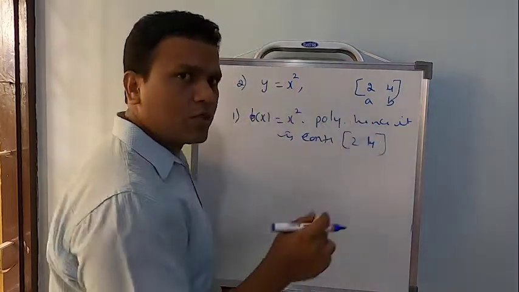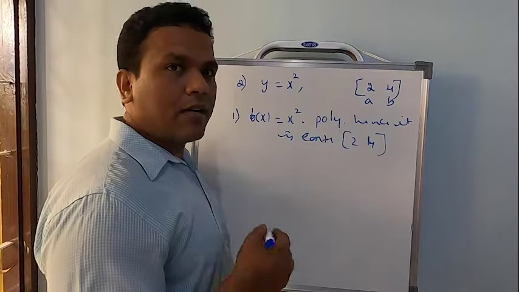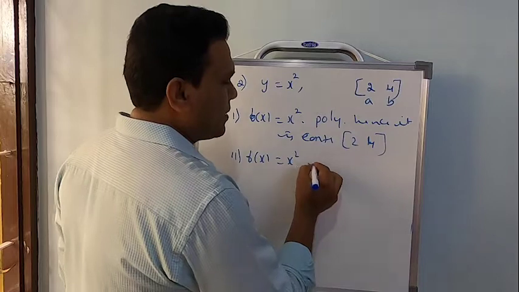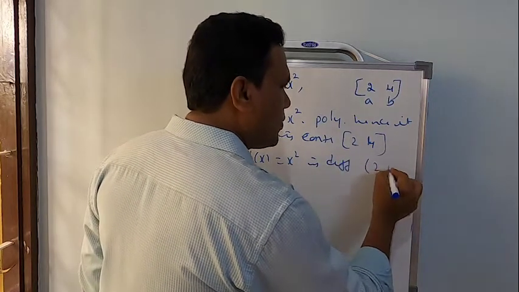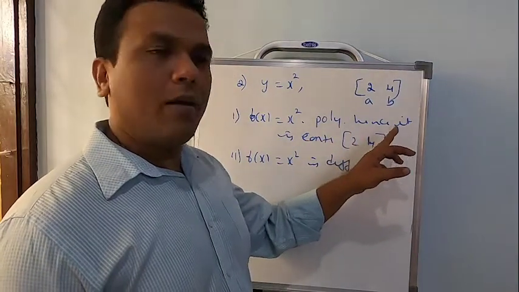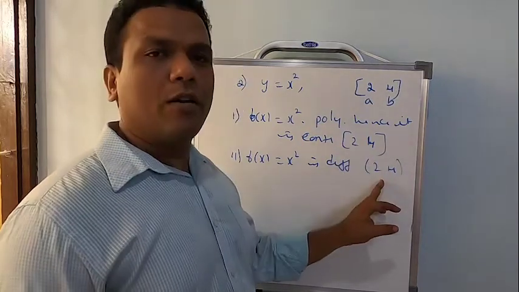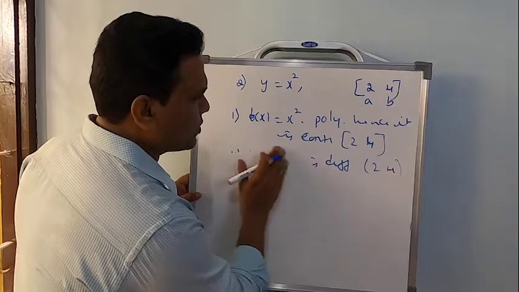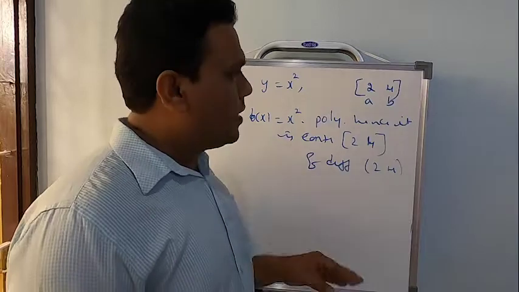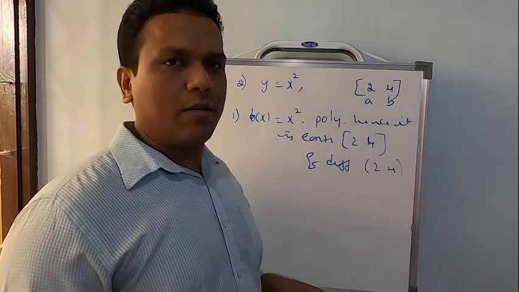Remember, continuous should be in the closed interval, differentiable should be in the open interval, right? So once it is continuous, definitely it's going to be differentiable. F of x equal to x square is differentiable in the open interval 2, 4. You can club and write it: f of x equal to x square is a polynomial, hence it is continuous in the closed interval and differentiable in the open interval. You can club these two because every continuous function is going to be differentiable, so no need to check the continuity and differentiability separately.